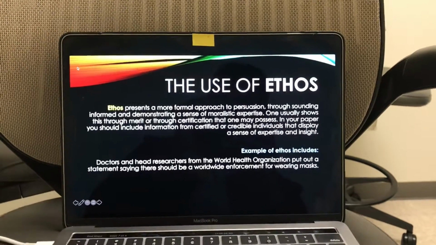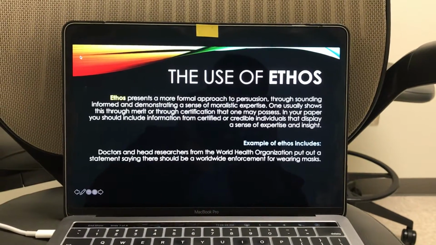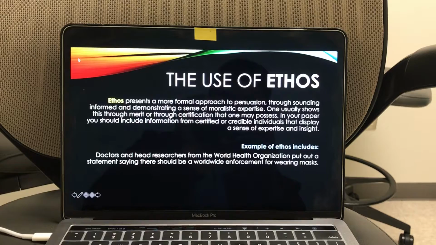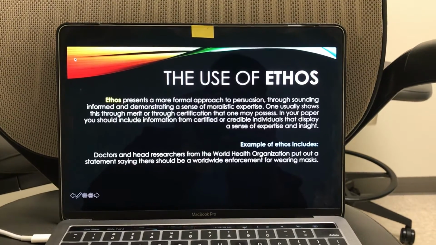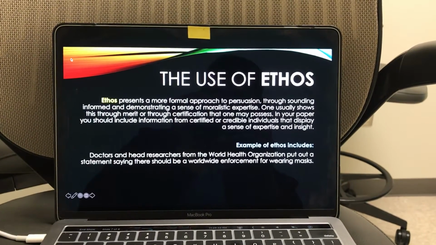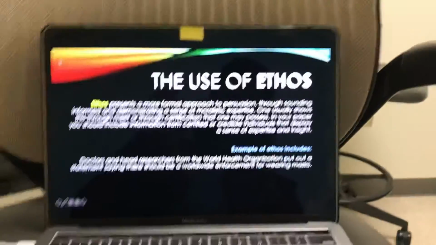Example of ethos includes: doctors and head researchers from the World Health Organization put out a statement saying there should be a worldwide enforcement for wearing masks.